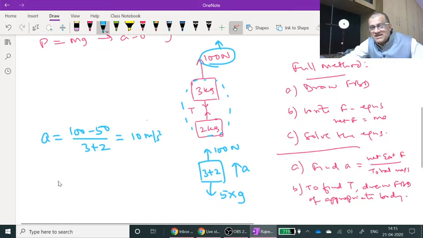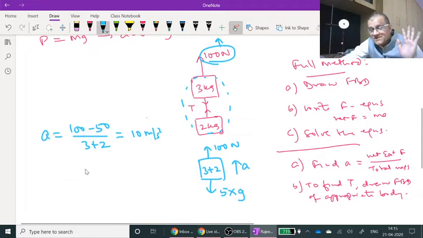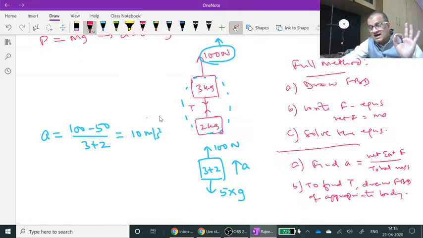Now let's find T. I will wait for a moment because I want this answer to come from you. Should I draw the free body diagram of the 3 kg or of the 2 kg? First listen carefully before you make a comment. Which one is correct?